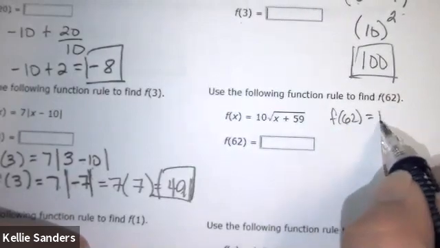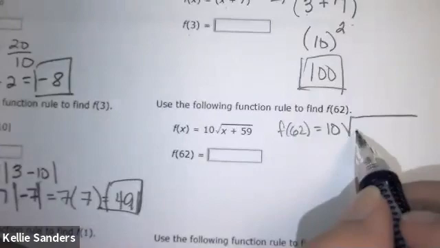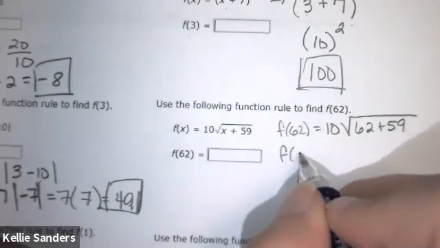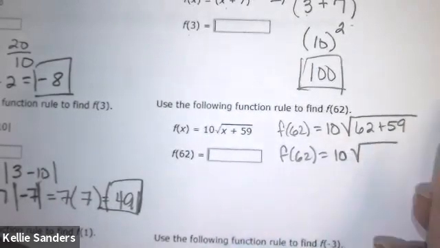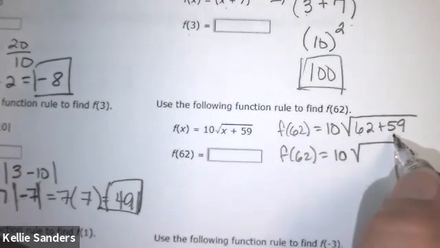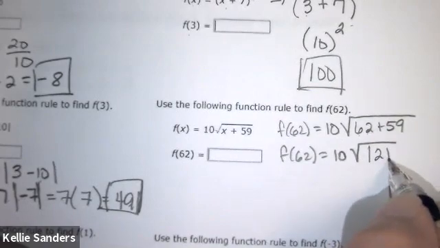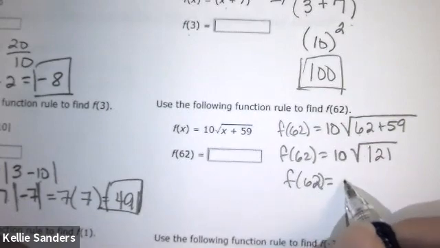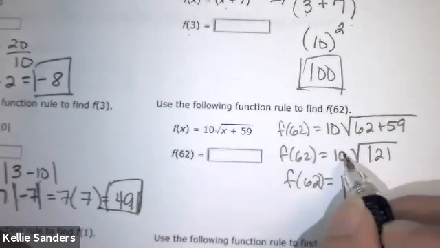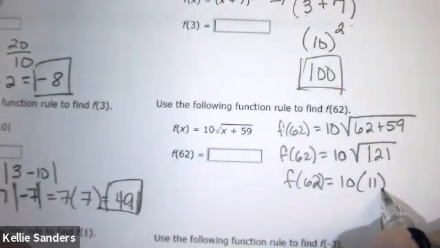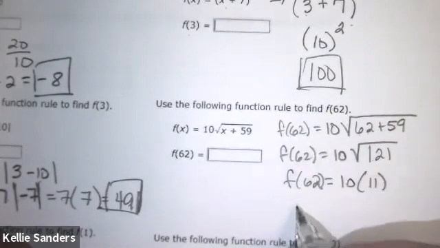f of 62, 10 square root of 62 plus 59. We have to do inside the square root before we take the square root. So 121. Square root means what was multiplied by itself to get 121? And the answer is 11. Since nothing is between the 10 and the square root, we are multiplying them. So the square root of 121 is 11, so we're going to multiply 11 and 10.